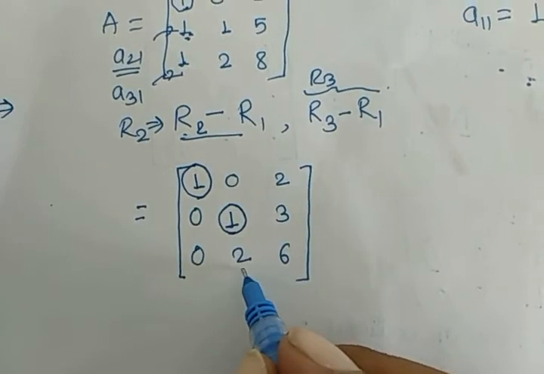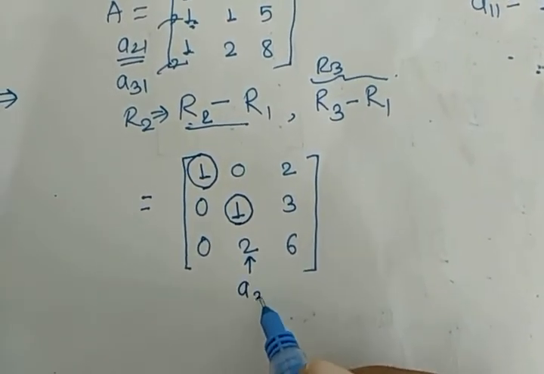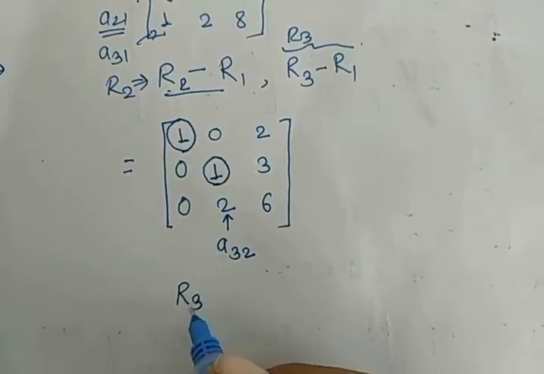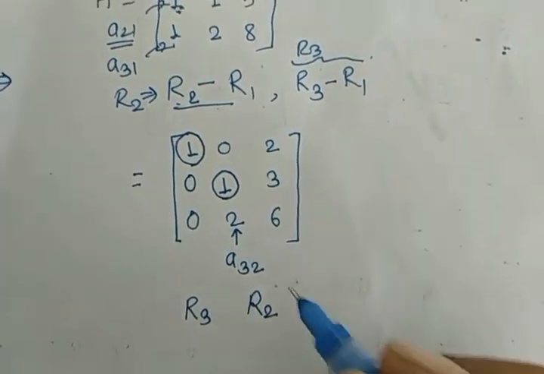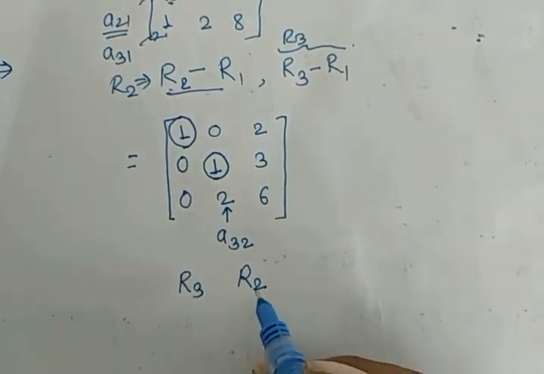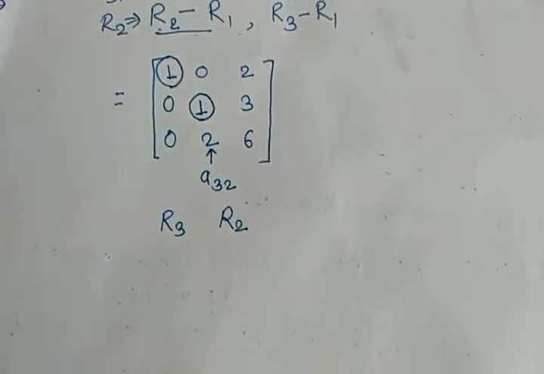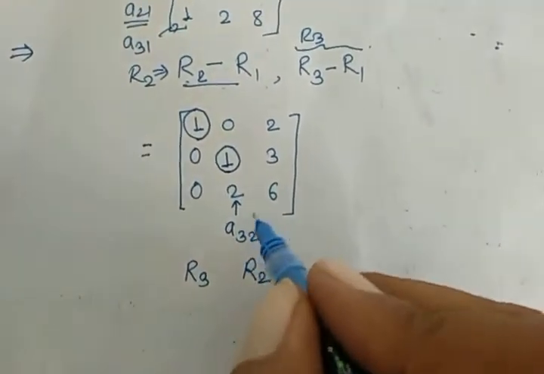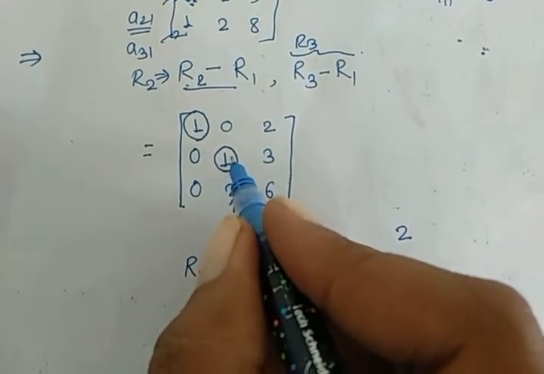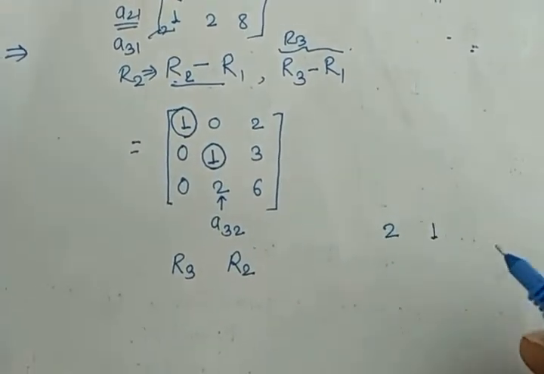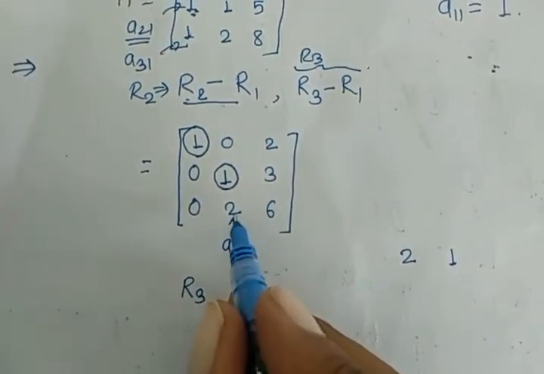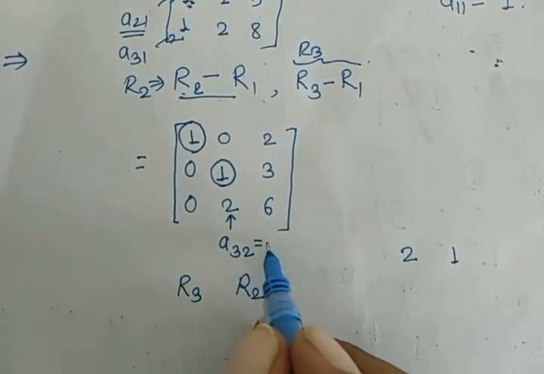Its position is A32, so there is a row operation between R3 and R2. From the position we define the row operation between two rows. Here the R3 value is 2 and the R2 value is 1. We have to check the corresponding values only. Now we have to make the A32 position equal to 0.